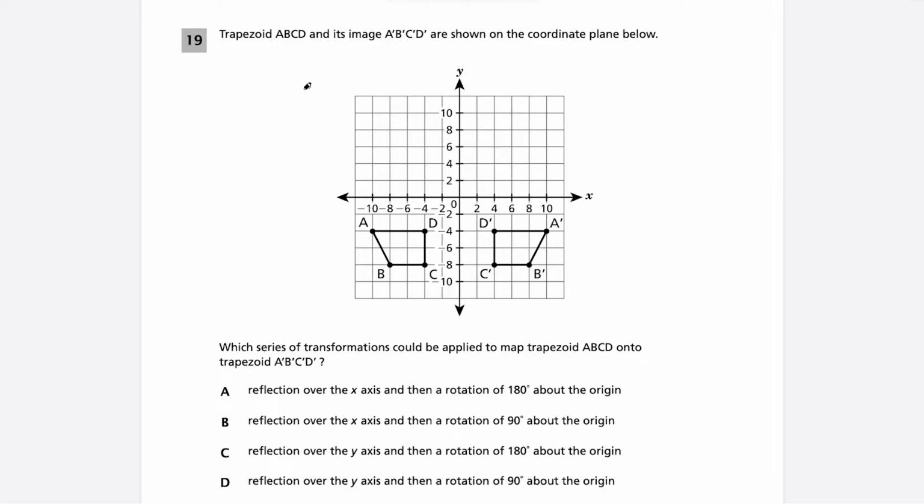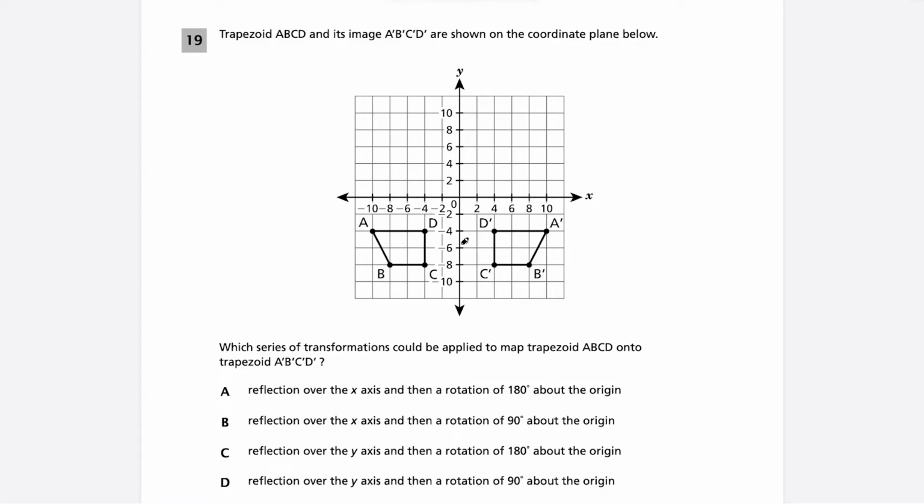Question 19, trapezoid ABCD and its image A prime, B prime, C prime, D prime are shown on the coordinate plane below. Which series of transformations could be applied to map trapezoid ABCD onto trapezoid A prime, B prime, C prime, D prime? So here, note that we're starting from this trapezoid. Okay, this one here is where we're starting from, and we want to land here.